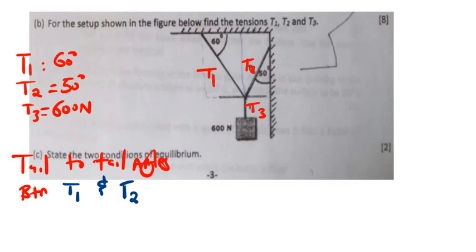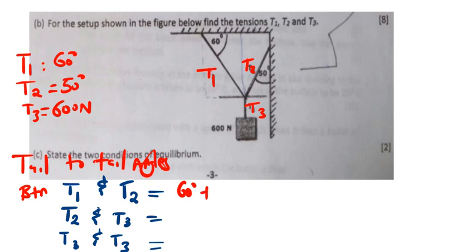Okay, then we're going to go to T2 and T3. Then the last combination is T3 and T1. These are the tensions, the forces in these ropes, and we're asked to find the tensions of T1, T2 and T3, all of them. So for T1, we've said it is 60 degrees. Okay, so we're going to add it with the 50 degrees. 60 plus 50, you know that gives us 110 degrees.